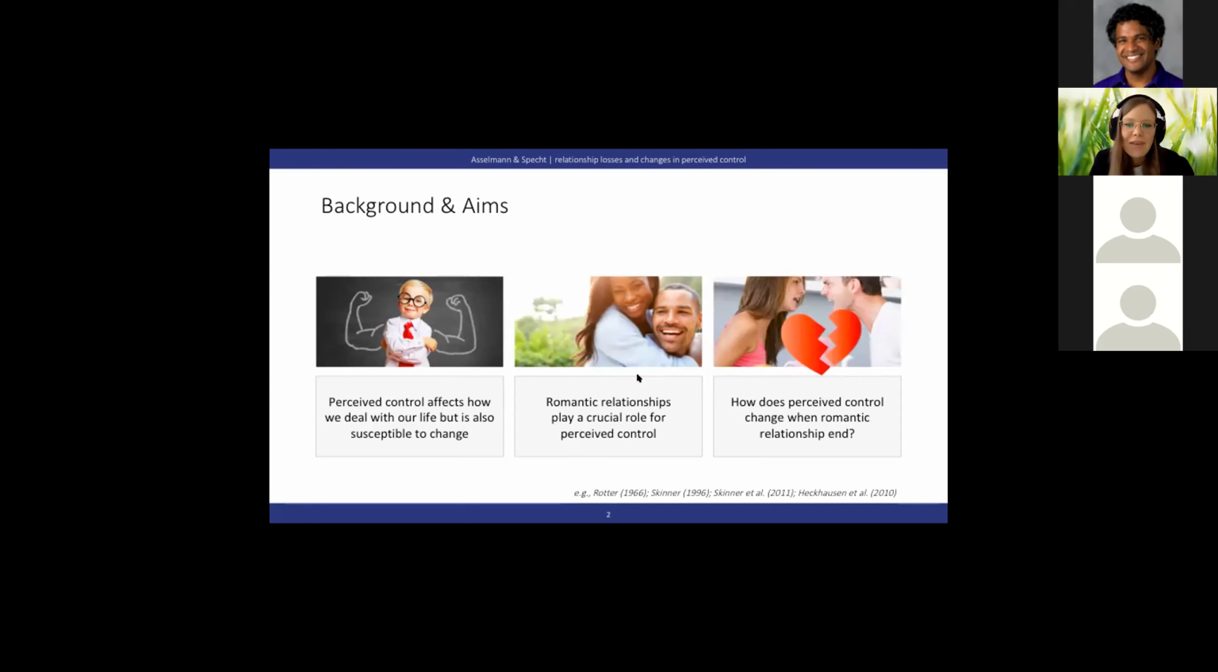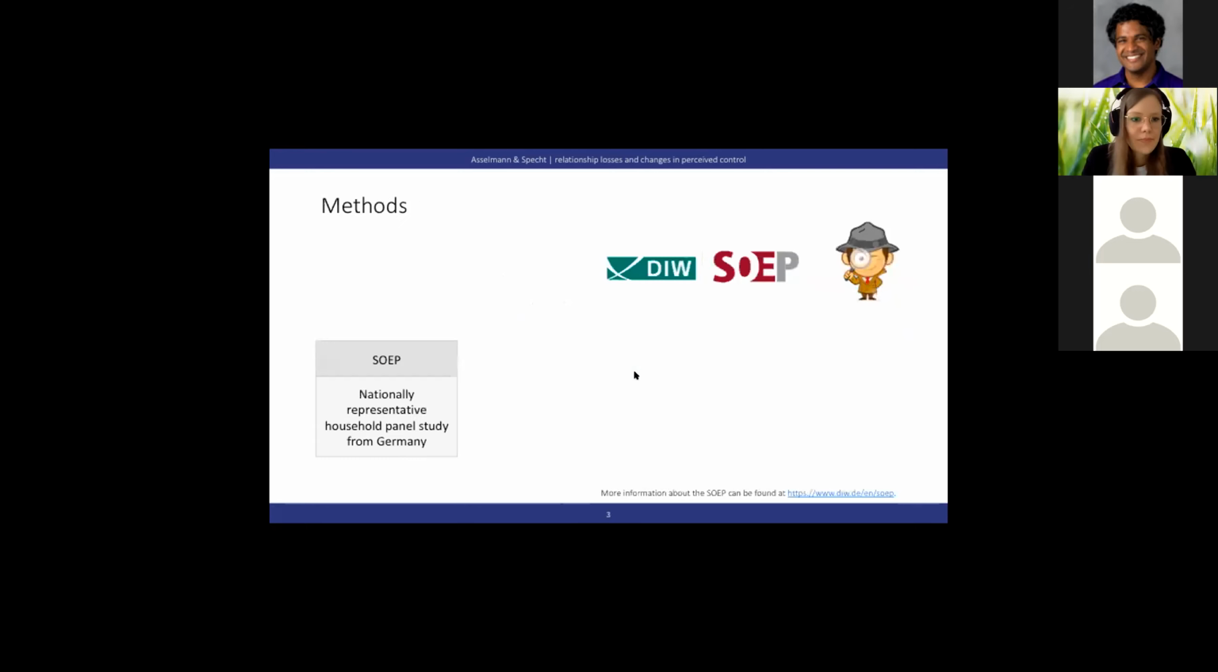So in this study, we examined how perceived control changes from 5 years before until 5 years after relationship losses, including separation, divorce, and the death of a partner. We used data of the Socioeconomic Panel Study, a large and nationally representative household panel study from Germany. The study started in 1984 and is still ongoing. In the SOEP, relationship losses were assessed yearly, and perceived control was measured from 1994 until 1999.